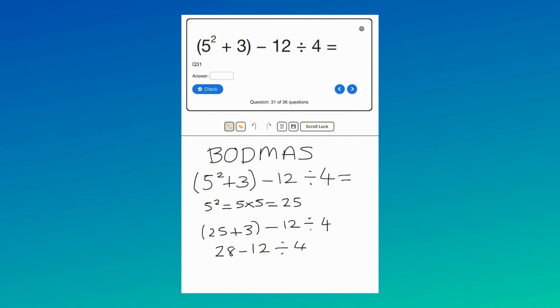Now in BODMAS, we know division comes before subtraction. So we've got to do 12 divided by 4 first before we subtract. So that's 28 take away 3, as 12 divided by 4 is 3. So our answer, finally, we do our subtraction, which is 28 take away 3 is 25.